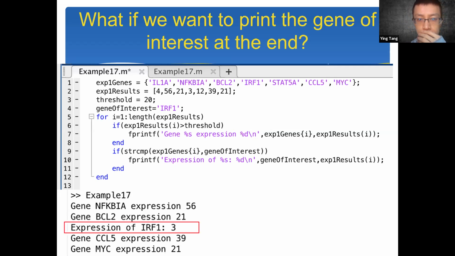Right, so having another loop is a correct answer, but it's not the best answer to print out at the end. Just think a bit more about how to use one for loop to achieve this, to print out the gene of interest at the end.